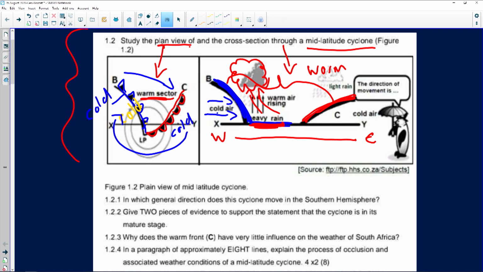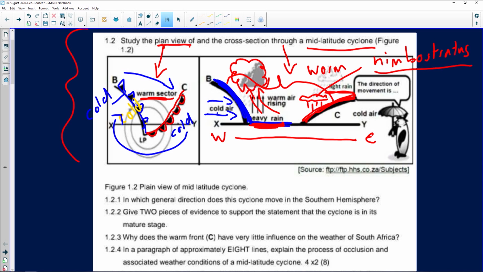But where the warm front is, we experience light rain. And I want to add it over here: we experience nimbostratus clouds over here. They're also rain clouds. Now you know nimbus means rain. So we experience nimbostratus clouds at the warm front side. Now what's the reason for it?